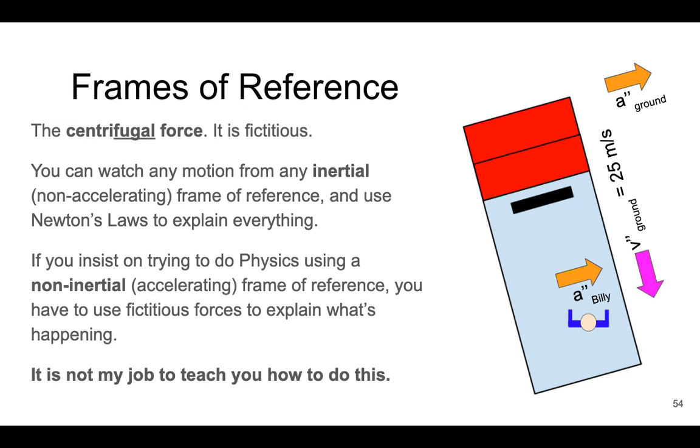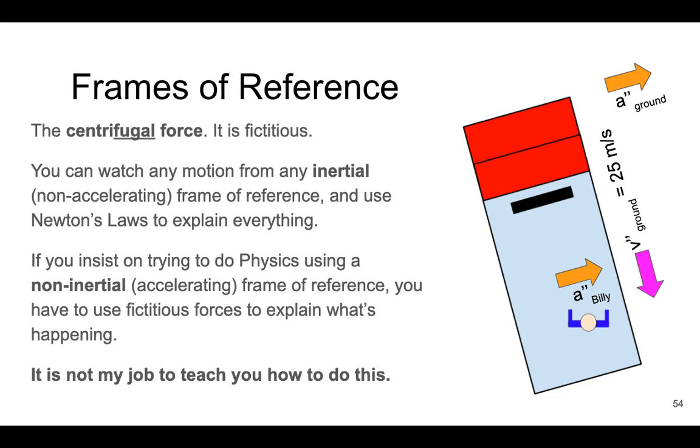So you can watch any motion at all from any inertial, non-accelerating frame of reference, and you can use Newton's laws, and you can explain everything. So Charlie in his helicopter, Denise standing by the side of the road, they're looking at this, and they can explain everything just using Newton's laws and the physics we've learned so far this year. If you absolutely insist on trying to do your physics using a non-inertial frame of reference and making your measurements in that non-inertial frame, it can be done.